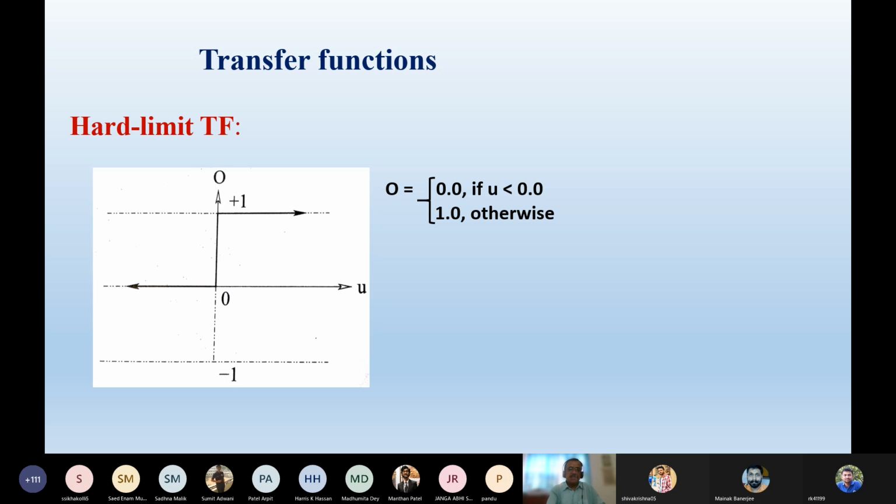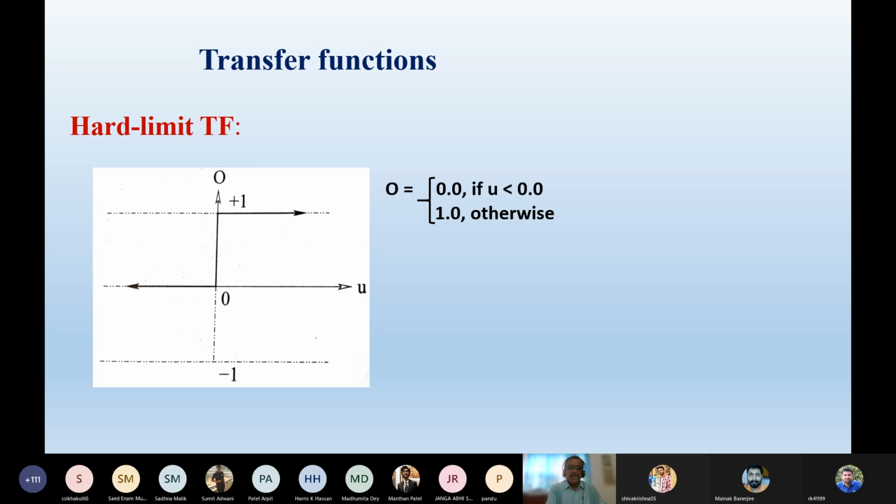For this hard limit transfer function, the output will be either 1 or 0. Now this is the input U and this is the output O axis. So this output is either 0 or 1. That means it is either yes or no, that means either 1 or 0. So this is some sort of on and off type.